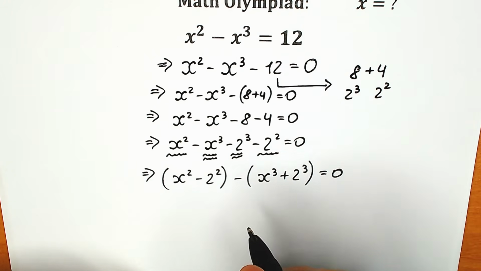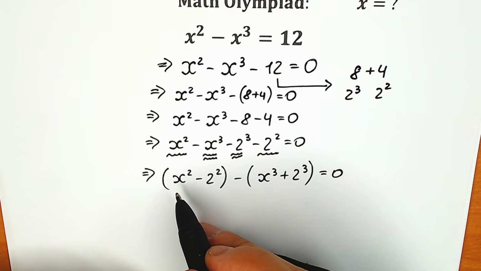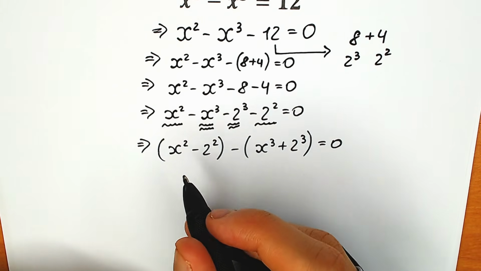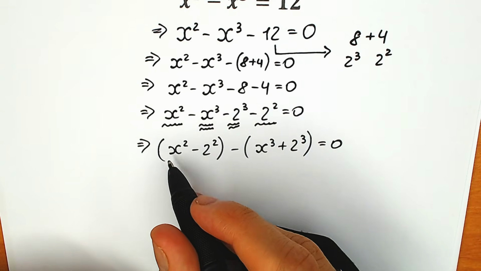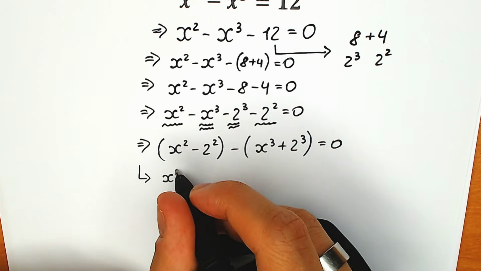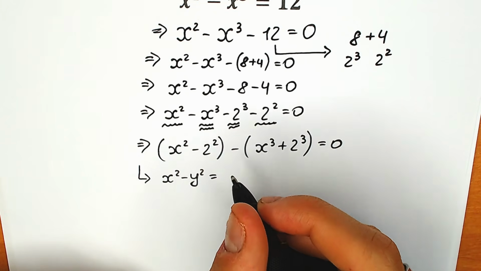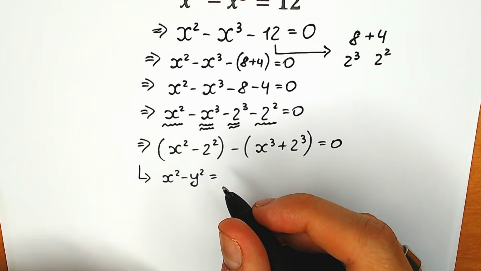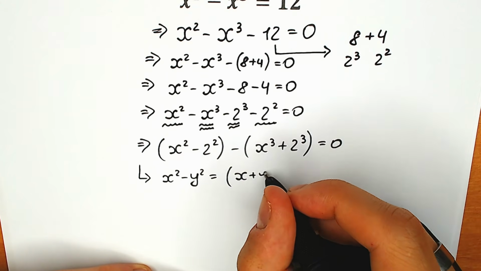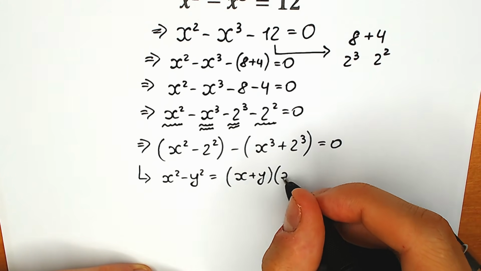So right now, let's look closely. What do we have? We have two parentheses. In the first parenthesis, we have a difference of squares. And a lot of students might be thinking, this is something familiar. I know this formula. This is the difference of squares, when we have, for example, x squared minus y squared. This is a basic school formula, maybe the most popular formula. x squared minus y squared equals x plus y times x minus y. Yeah, this is our basic formula.